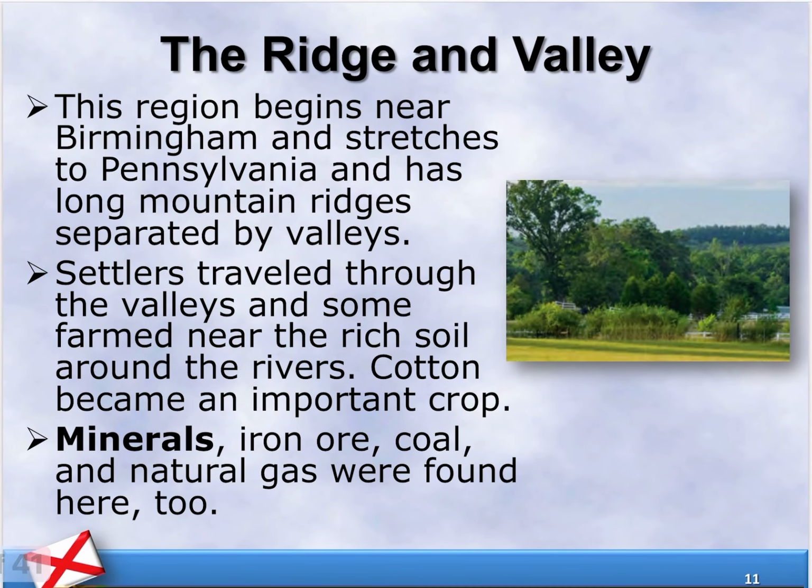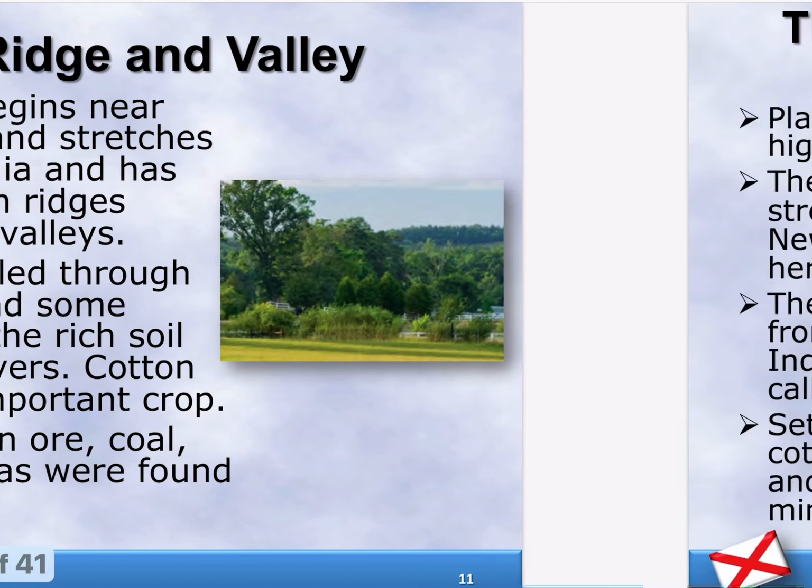The Ridge and Valley. This region begins near Birmingham and stretches to Pennsylvania and has long mountain ridges separated by valleys. Settlers traveled through the valleys and some farmed near the rich soil around the rivers. Cotton became an important crop. Minerals, that word is in bold, so you need to know that. Iron ore, coal, and natural gas were found there too.